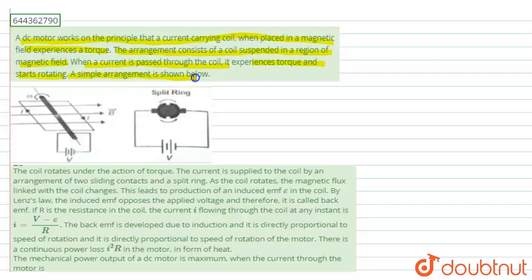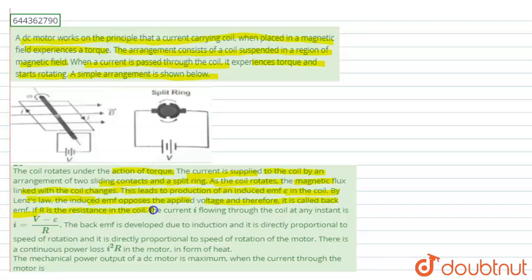A simple arrangement is shown below. The coil rotates under the action of the torque. The current is supplied to the coil by an arrangement of two sliding contacts and a slip ring. As the coil rotates, the magnetic flux linked with the coil changes. This leads to the production of an induced EMF E in the coil. By Lenz's law, the induced EMF opposes the applied voltage and therefore it is called back EMF.